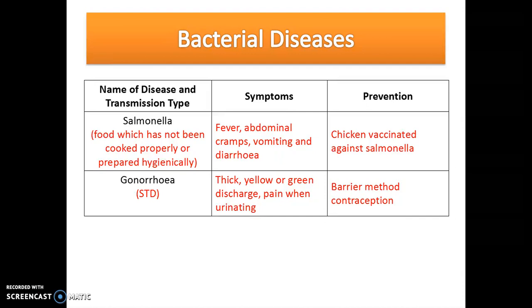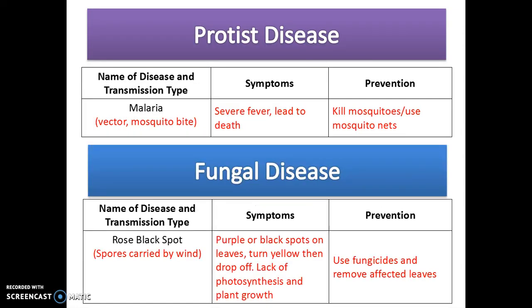So, Salmonella: this is spread by food which has not been cooked properly or prepared hygienically. Symptoms are fever, abdominal cramps, vomiting and diarrhea. Prevention is vaccinating chickens against Salmonella. Next one is gonorrhea, an STI, with thick yellow or green discharge and pain when urinating. Prevention is barrier method contraception, and for both of these, remember, antibiotics will help you.